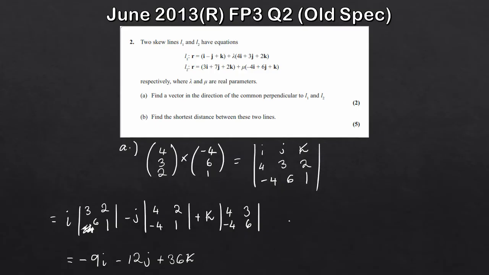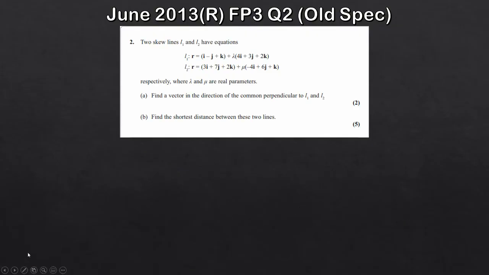Now what this actually gives me, this is my n, okay, so that's my common perpendicular between L1 and L2. So minus 9i minus 12j plus 36k. Now part B is a little bit trickier. So what we've got to be aware of here is that the shortest distance between these two lines, remember because we're told they're skew lines, remember that the shortest distance between skew lines is equal to the length of the perpendicular between these two lines.